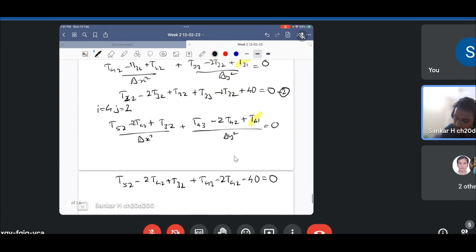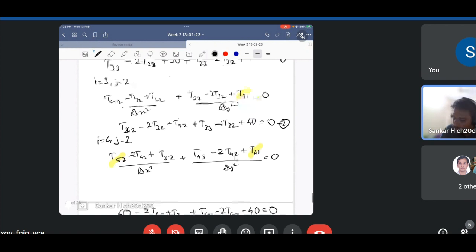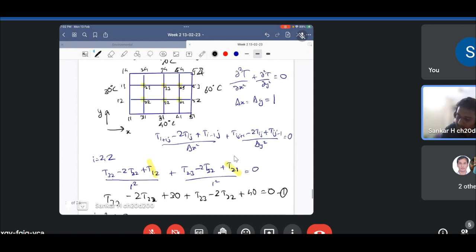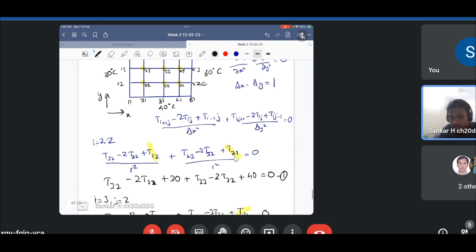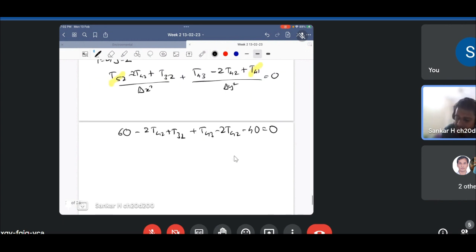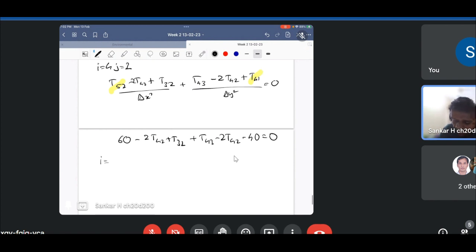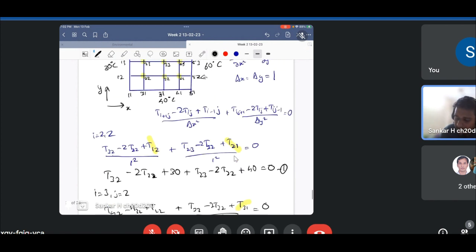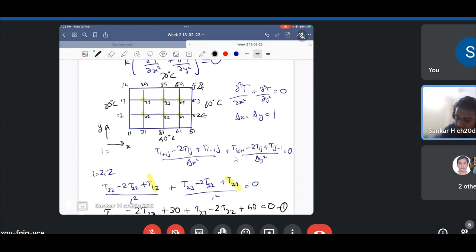T52 is also known, sorry. T52 would be 60, because we know that T52 is the temperature over here. Again, moving forward, we just have to move from i equal to 2 to 4, but j equal to 2 to 3. So we get 6 equations here.